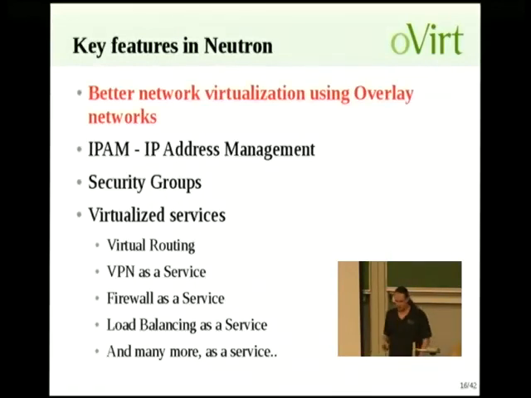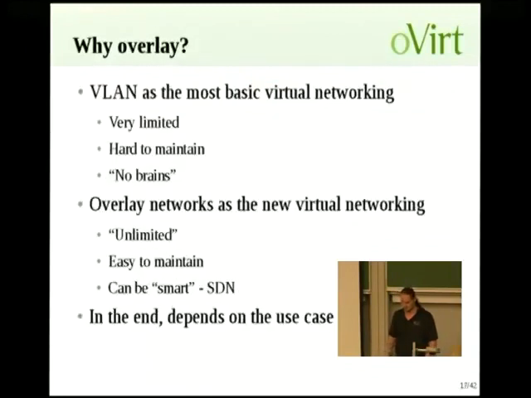So the first thing we wanted is to have better networking using overlay networks. So what are overlay networks and why do we need them? As I said, Orbit uses VLANs. VLANs are the naive way to virtualize your networking, and it works up to a point. You can segregate the traffic, but it's very limited. It's a 10-bit field, so you have approximately 4,000 VLANs.